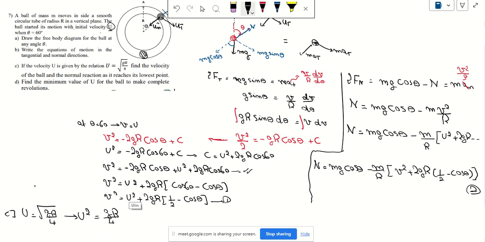Okay, so lowest point means theta is equal to what? 0? No, no, no. Remember, this was theta. Theta we were measuring from this point. This is theta. So theta will be equal to 180.